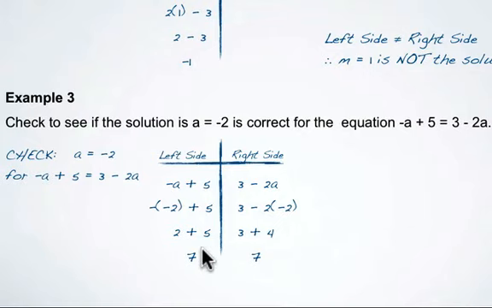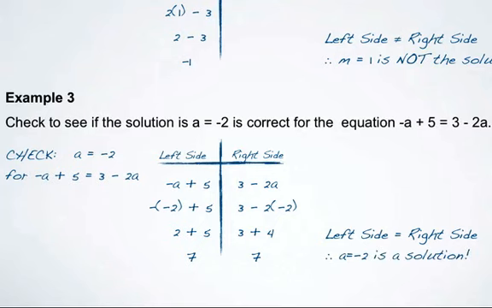So when I'm done, I do indeed end up with a balanced equation. 7 equals 7. Left side equals right side. Therefore, a equal to negative 2 is a solution to this problem.